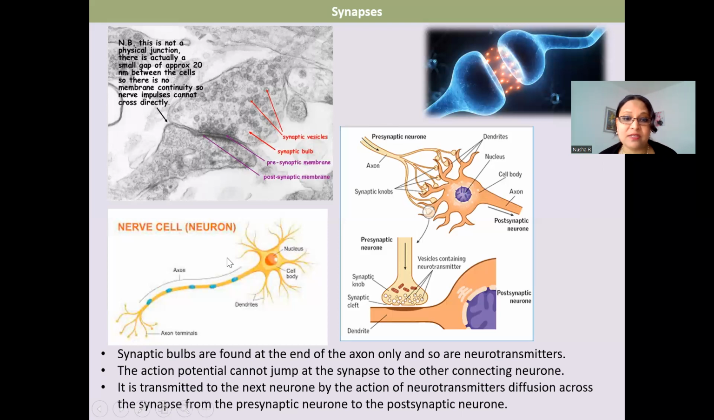Having said that, the nervous impulse, when it arrives here at the end of one neuron, can't just jump at this synapse to the other connecting neuron. So how can the impulse be transmitted? It's by the action of chemicals called neurotransmitters, which are released at one end, more precisely from the presynaptic neuron, at the end of the axon, to the postsynaptic neuron. Okay, so we are going to look at this in more detail.